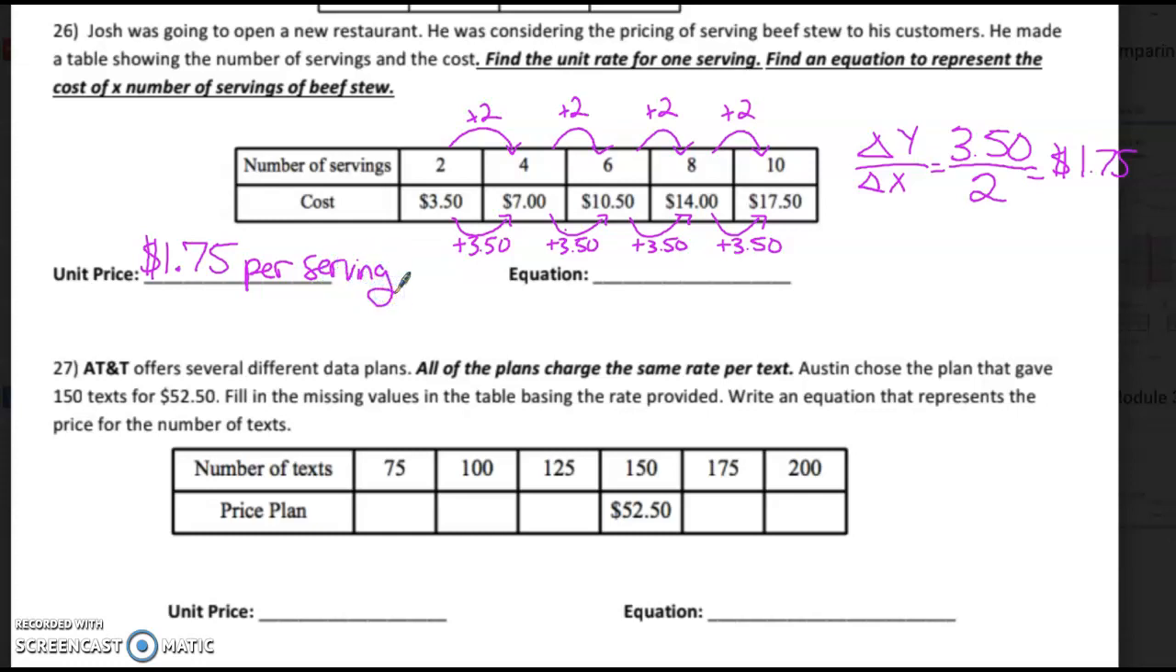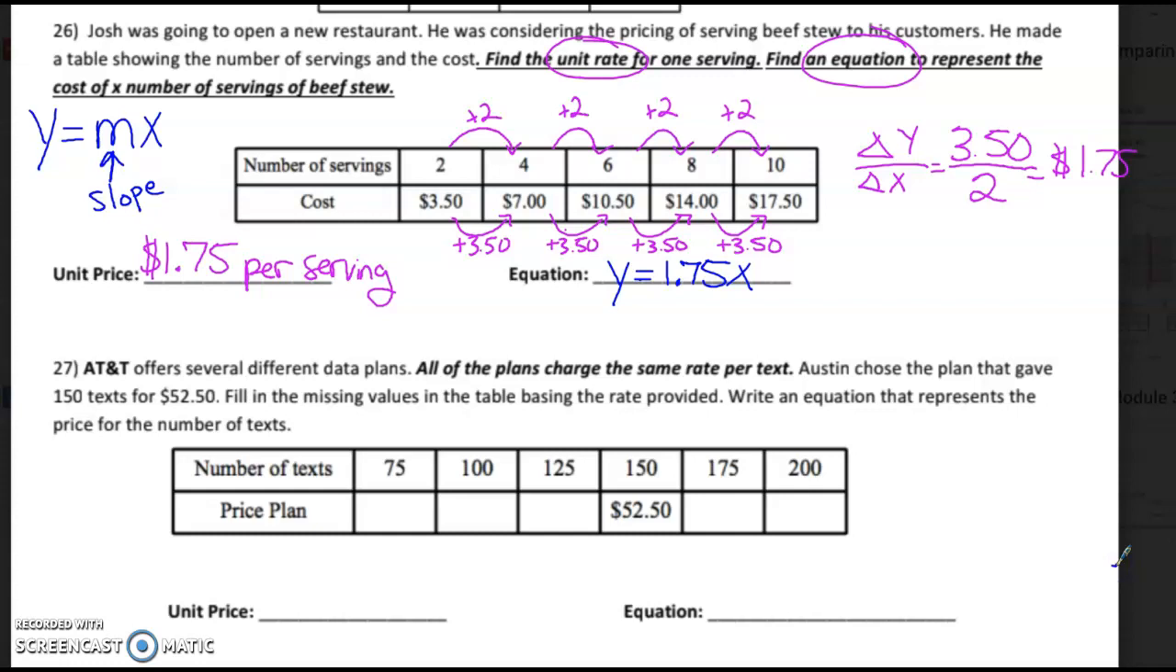Okay, we've done the unit rate, now we need to do the equation. When we're talking equations, they come in the form of y equals mx. M is going to be our slope or rate of change. So our equation is simply y equals 1.75x, because x equals the number of servings, and y represents the total cost.